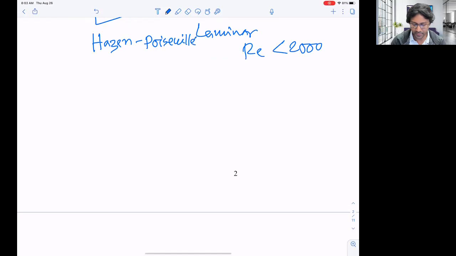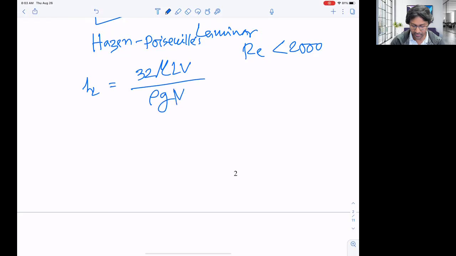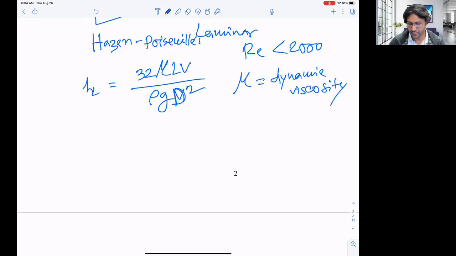The Hazen-Poiseuille equation also relates head loss with friction factor, and then L V, and then rho g d squared. So it is 32 mu L V over rho g d squared. Here that mu is called dynamic viscosity.